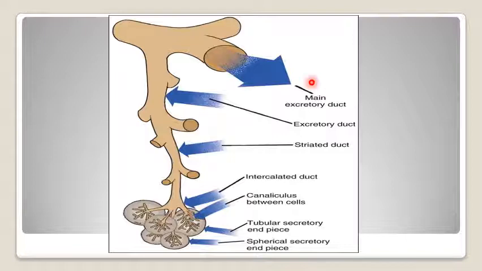The different ducts we studied, like Stenson's in the parotid gland and Wharton's, these are the main excretory ducts, okay? And this is the striated duct in which the striations are present, and the reabsorption of ions and exchange of ions takes place in this striated duct, right?